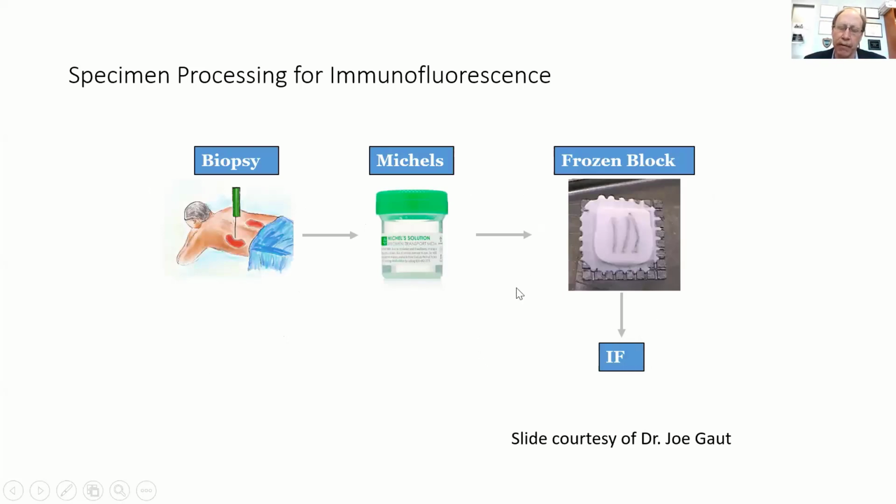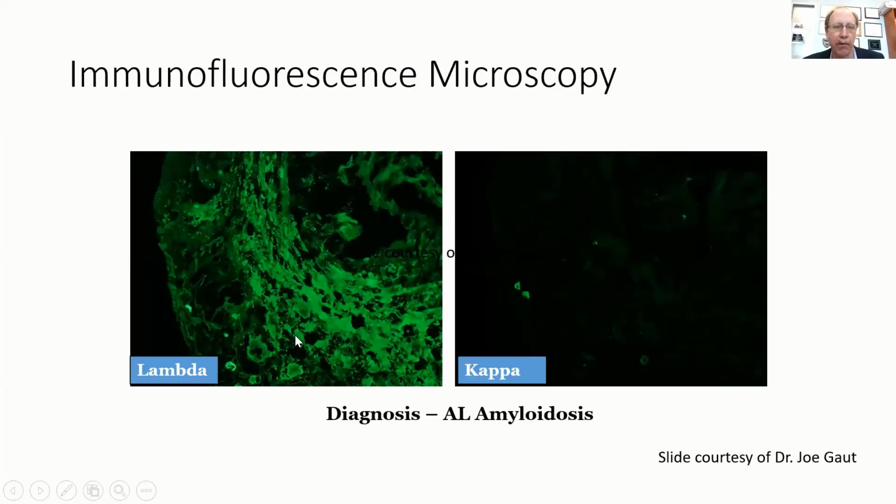So, we do immunofluorescence on kidneys, sometimes on heart biopsies. And this material has to come in fresh, and then we freeze it, and we take frozen section slides, and we can stain them for light chain. We stain them for lambda. Here's a nice lambda positive case, and kappa again. Lambda is more amyloidogenic, and so this can be helpful.